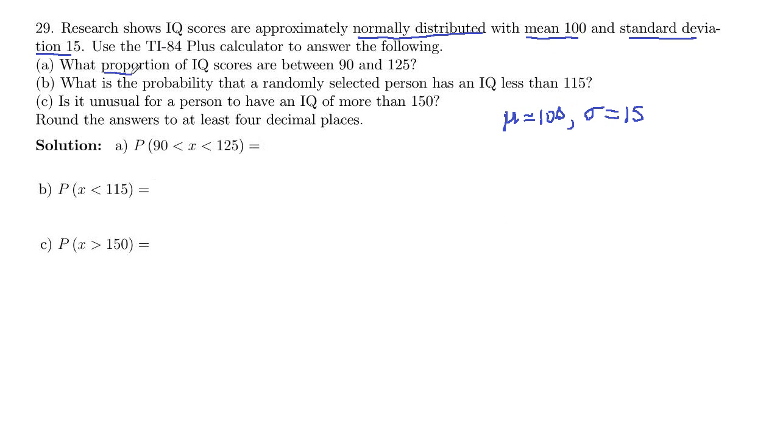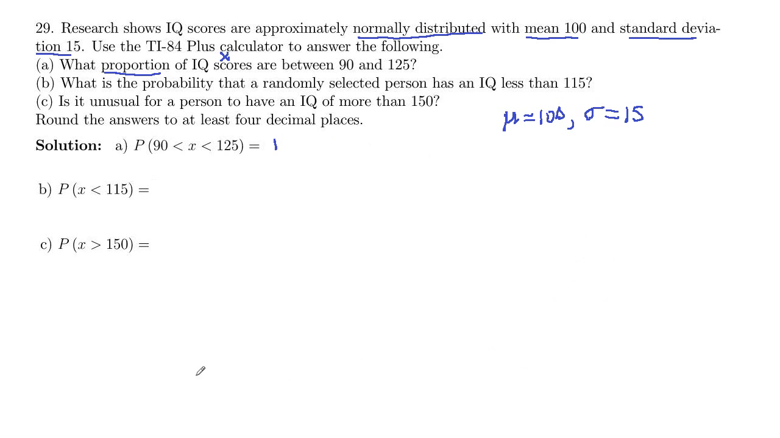What proportion, so that's percent on the bell-shaped curve, of IQ scores are between 90 and 125? So these are the IQ scores. These are X values, not Z values. So we do need to specify our mean and standard deviation. They're not 0 and 1. So between 90 and 125, we can write that statement like this: probability that a random IQ score X is between 90 and 125. So we're going to use normal CDF to answer that question.